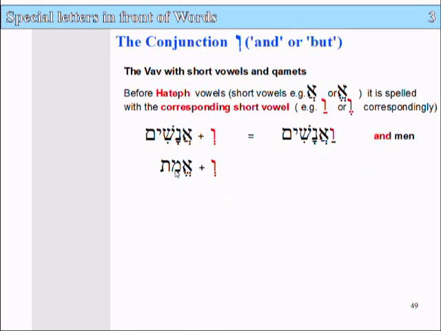Another example, the word for truth, emet, aleph mem tav. The aleph has a segol hatuf under it. We add the vav, and we get ve'emet. So it's taken the segol from the segol hatuf under the first letter, and it becomes and truth, ve'emet.